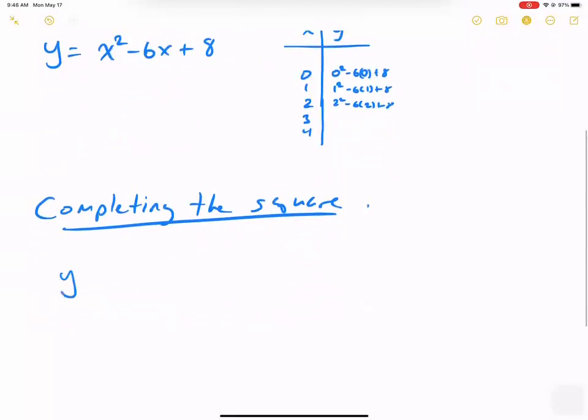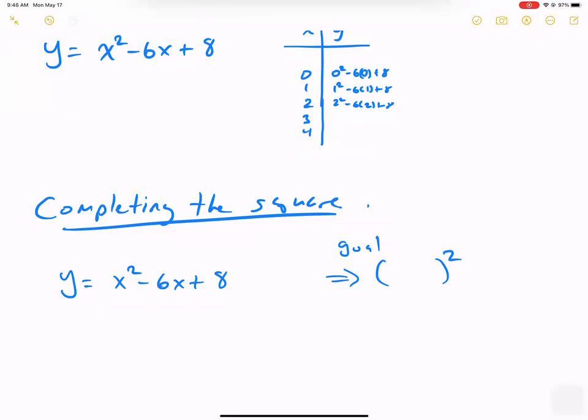So here we go. y is equal to x squared minus 6x plus 8. So here is what we need to do. We need to try to get this to bubble up. Our goal, this is the goal, is we need to get it to bubble up. Well, is this a perfect square?